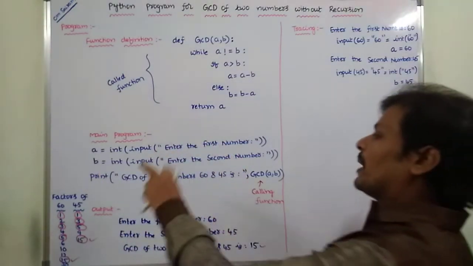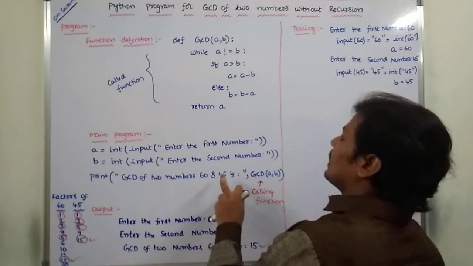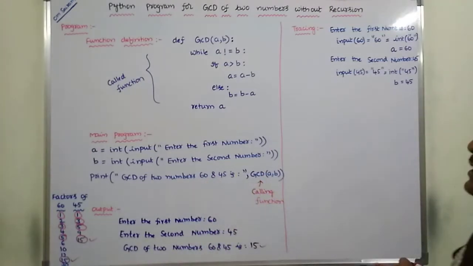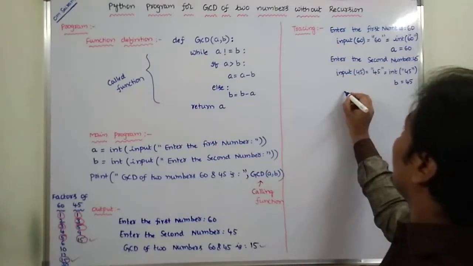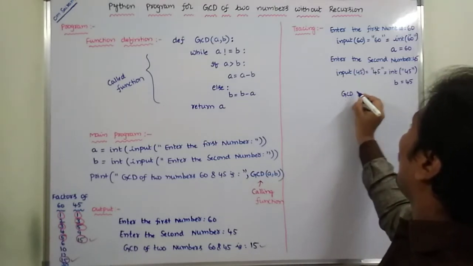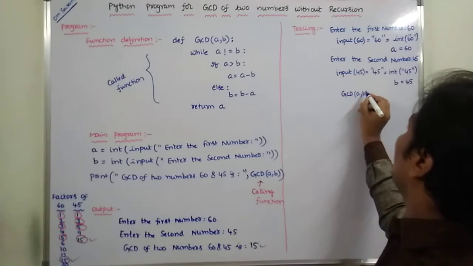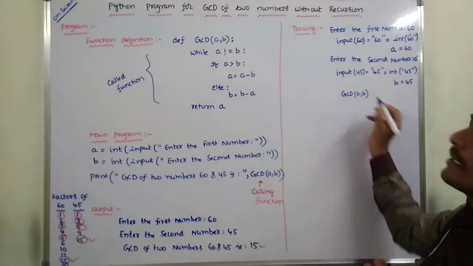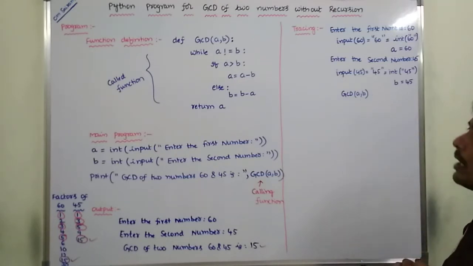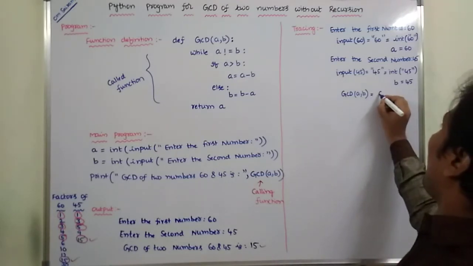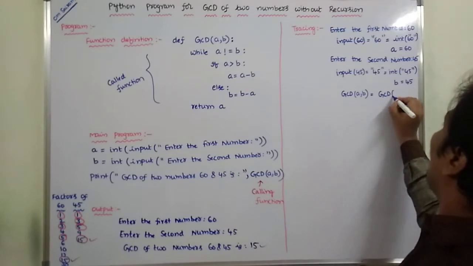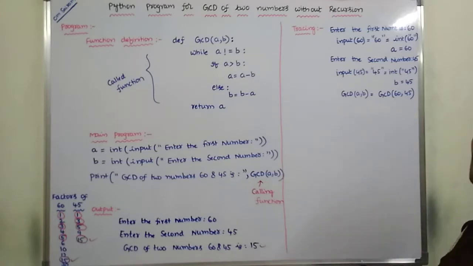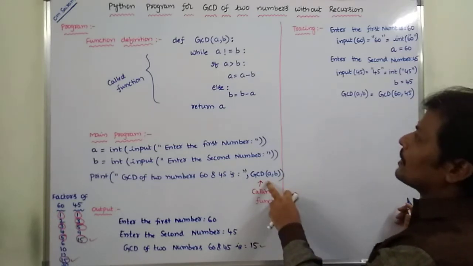Okay, now the print function: GCD of two numbers 60 and 45 is. Here this is the calling function. Here the calling function is GCD of A comma B. So this is called a calling function. These parameters are called actual parameters. So A value here is 60, and B value is 45. Okay, so this is the calling function.